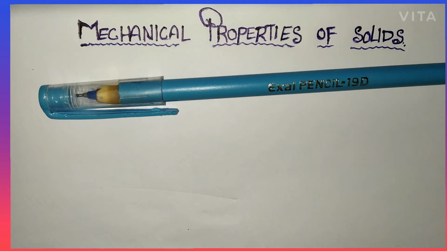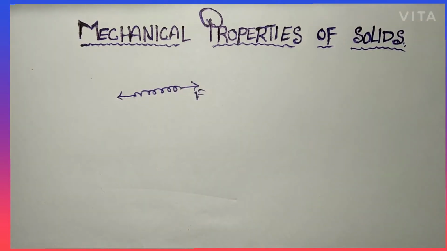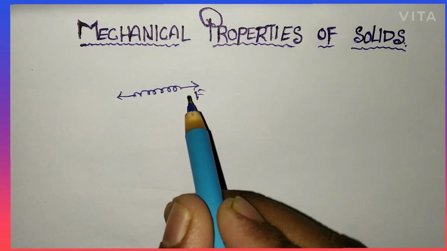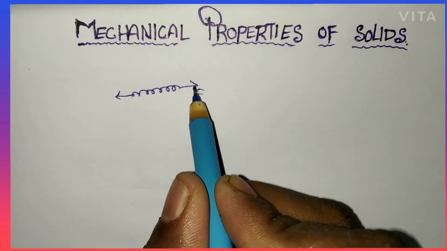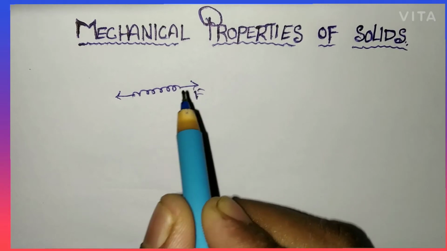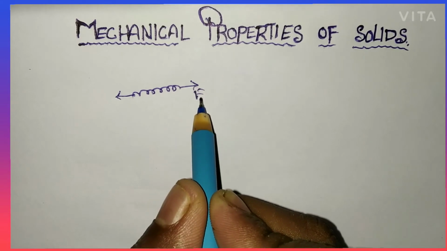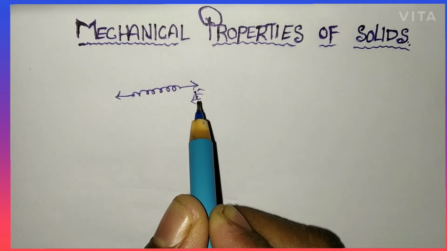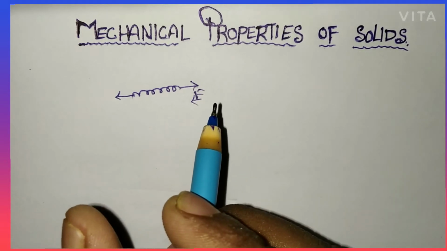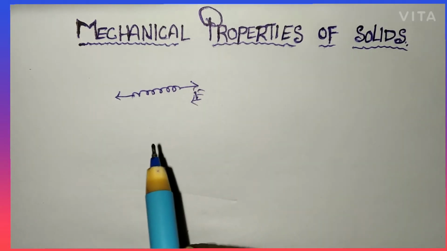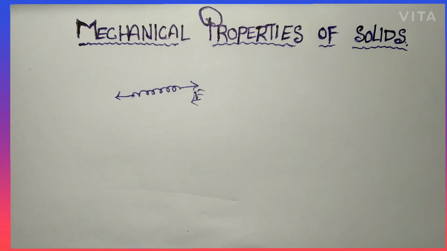A solid has a definite shape and size. In order to change the shape or size of a body, a force is required. Suppose you stretch a spring by gently pulling its end, the length of the spring increases slightly. When you release the ends of the spring, it regains its original shape and size. Here elasticity can be seen.